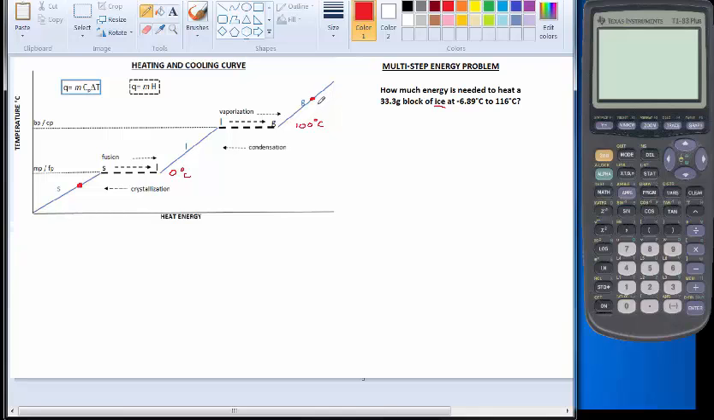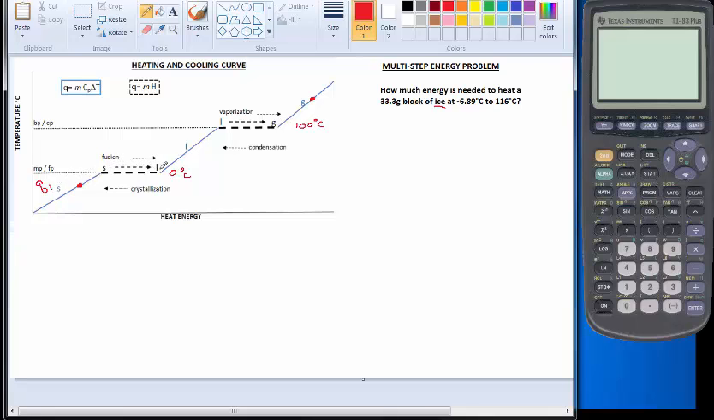Again, it doesn't matter exactly where we place our dot so long as we know that it is above 100 degrees Celsius. Now that we know what the starting point and the ending point are for our problem, we can see how many steps our problem is going to be. Since our block of ice starts at negative 6.89 degrees Celsius, we know that we need to do at least one step that involves the equation for heat, Q equals mCp delta T, and we're going to call this our Q1.